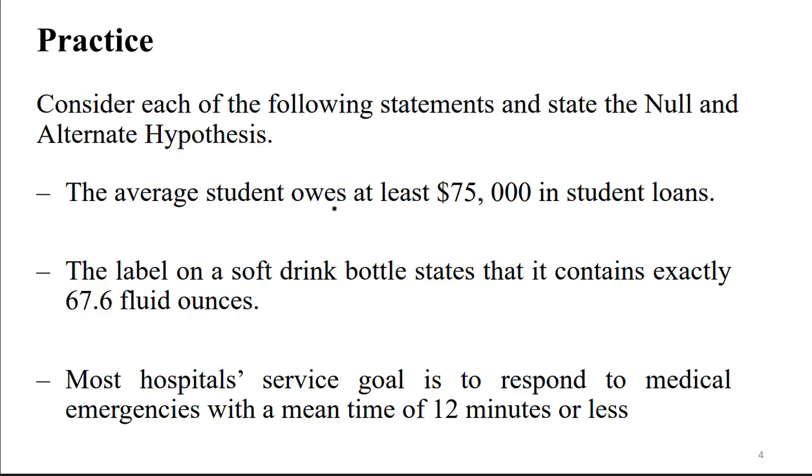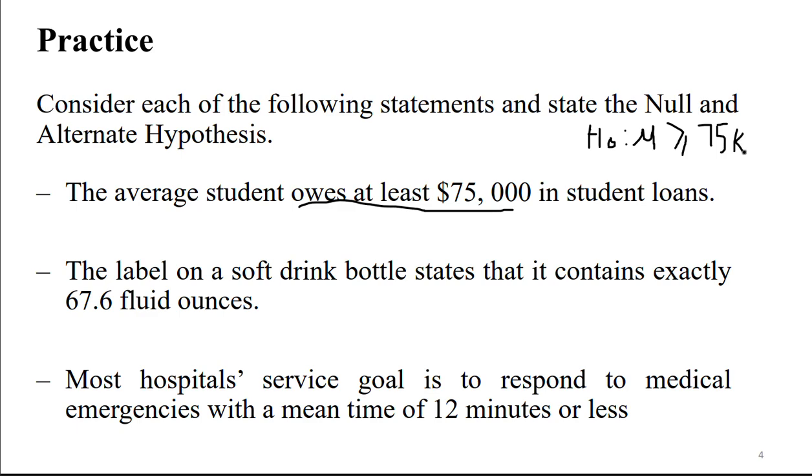The average student owes at least $75,000 in student loans. The null hypothesis H0 is stating that on average, a student will owe at least $75,000. What does it mean? It means that our null hypothesis is stating that the average student will owe about $75,000 or more. I'm just going to shorten it here and say 75K, right?